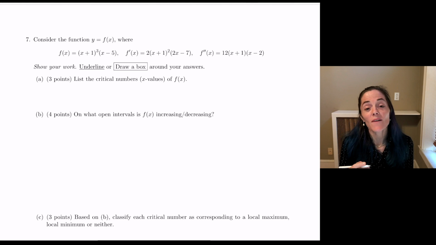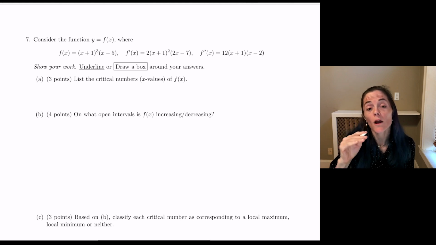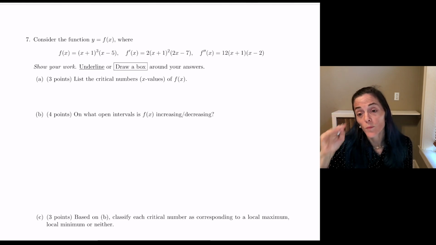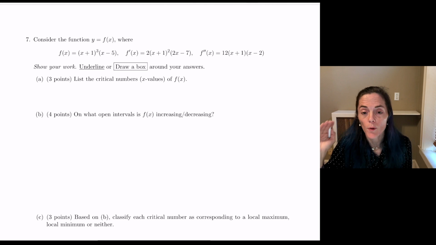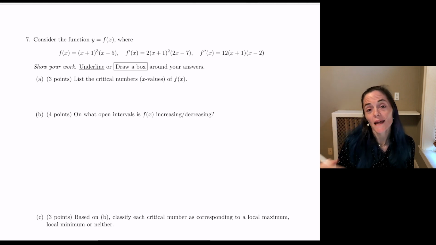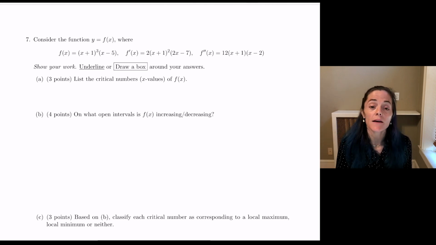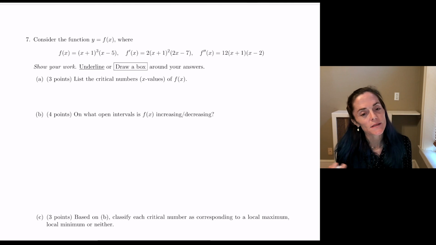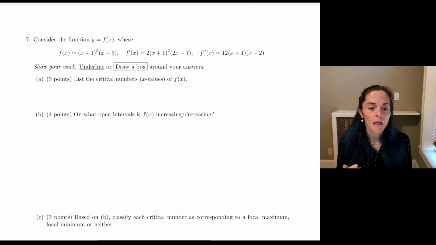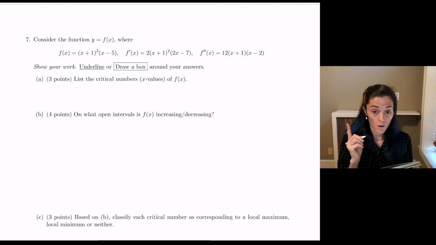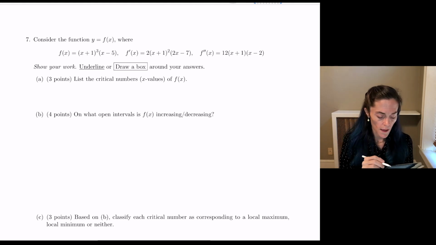Next question, we have y equals f of x. Now, we are told f, we are told f prime, we are told f double prime. In this question, we do not need to calculate any derivatives, but we need to use them. So, first, list the critical numbers, which are x values. Okay, what am I working with? For critical numbers, we are working with the derivative.